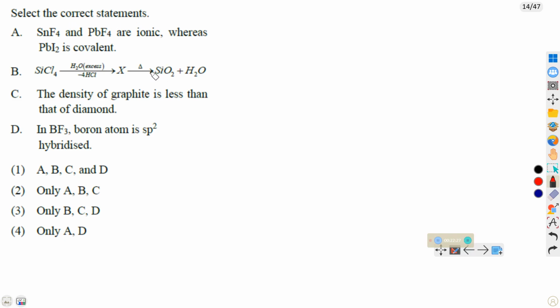Select the correct statements. SnF4, PbF4 are ionic, whereas PbI2 is covalent. This is correct only. PbI2 is covalent because of the inert pair electron effect.